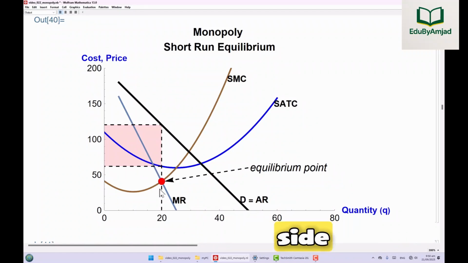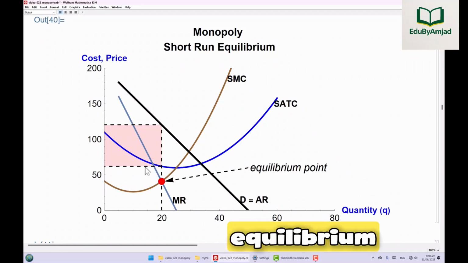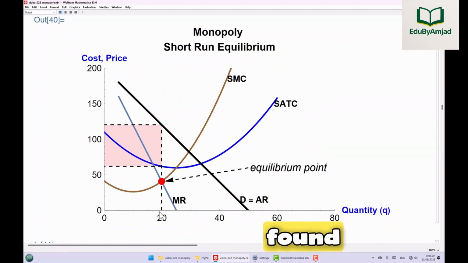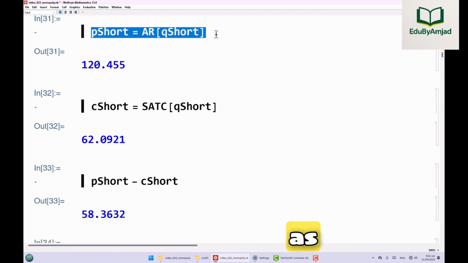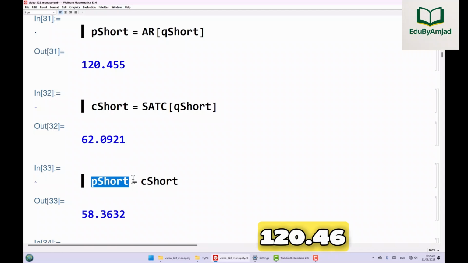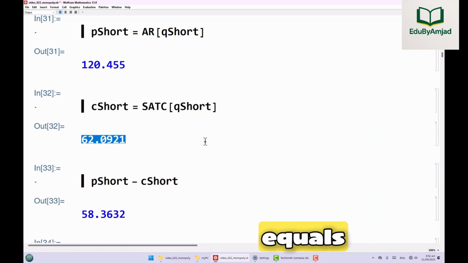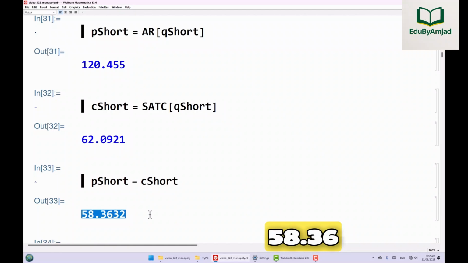The horizontal side of the rectangle represents the equilibrium quantity, which we found earlier to be 19.89. The vertical side represents the difference between the monopoly price and the unit cost at the short-run average variable cost curve. As shown here, that is 120.46 minus 62.09, which equals 58.36.